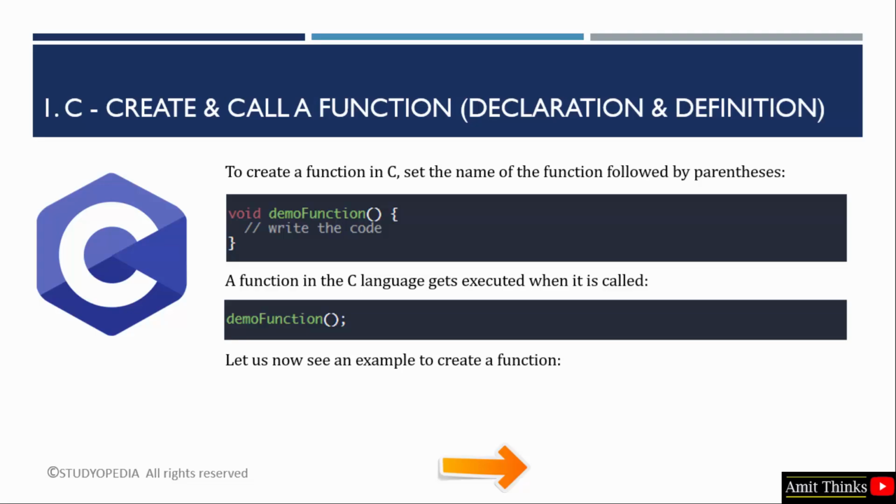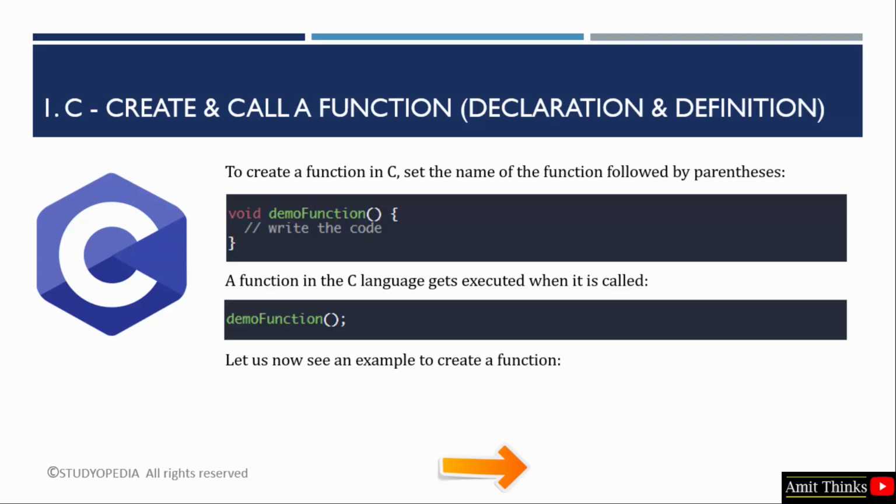Let us begin with creating and calling a function in C language. This step tells the compiler about the function's name. So here we are declaring a function, with the return type to begin with, then the function name. You can add any name to your function. We have added the name demo function. In the parentheses, you need to add the parameters. We will see that later.